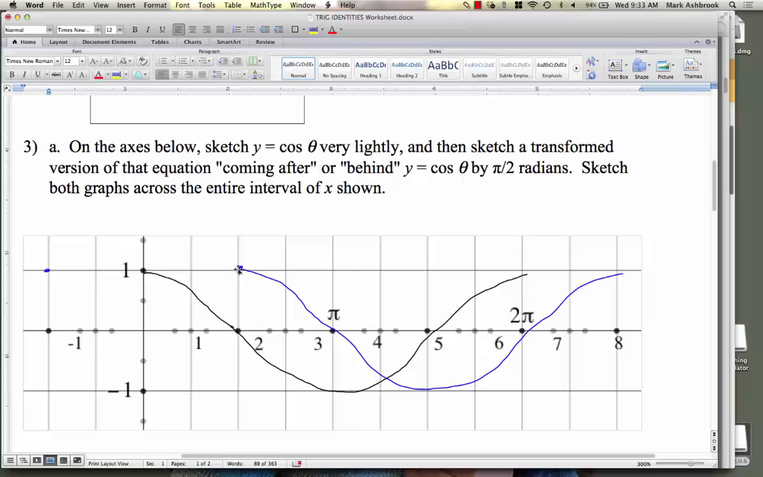Okay, and if I kept going this way, I would be at 0 here. So cosine coming behind by pi over 2 is just the same as what? Sine. So cosine, that's behind by pi over 2. I should have done it in blue.